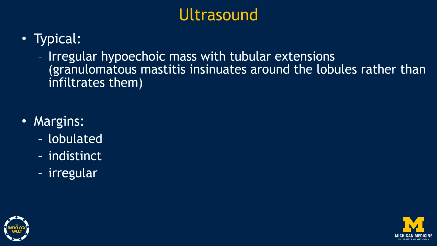Ultrasound typically shows an irregular hypoechoic mass with tubular extensions. Basically, the granulomatous mastitis insinuates around the lobules rather than infiltrates them. The margins can be lobulated, indistinct, or irregular.